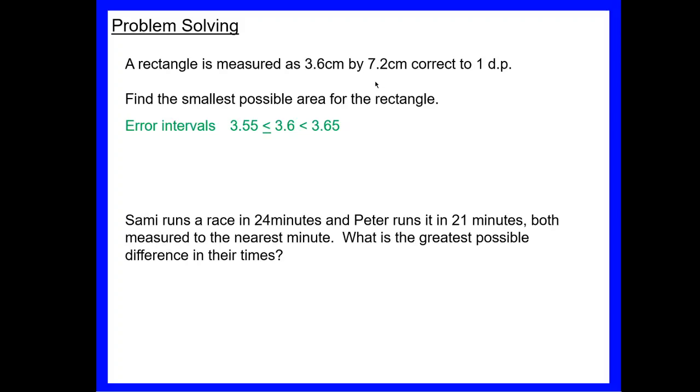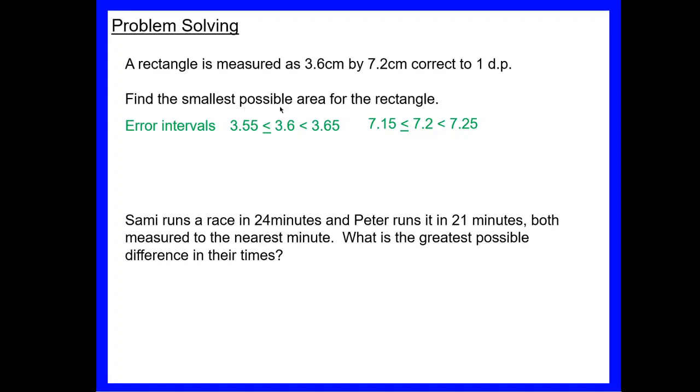So our error interval then for 3.6 will be 3.55 less than or equal to 3.6, which is less than 3.65. We're going to do the same with this one, so 7.2. So again, we're in the tenths column, so we're going to add and subtract 0.05. And we get 7.15 less than or equal to 7.2, which is less than 7.25.